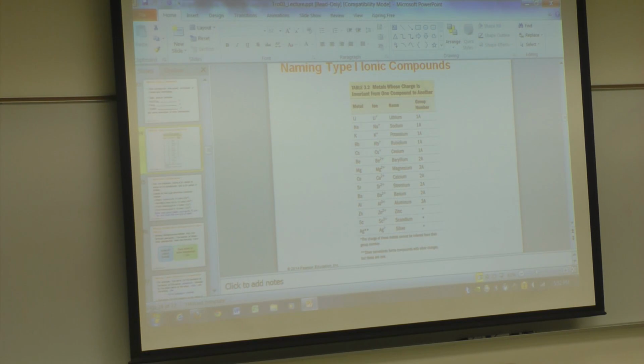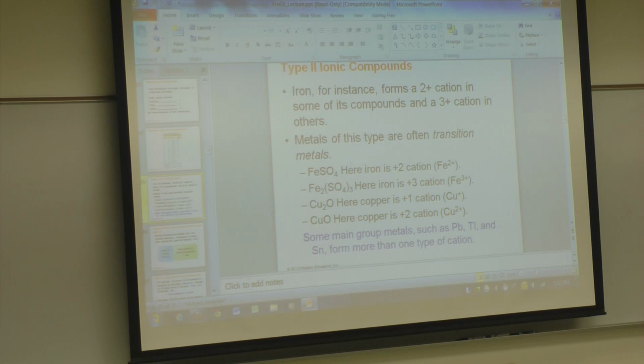And naming ionic compounds with some examples of the metals that tend to form just one type of charge. Then there are type 2 ionic compounds such as FeSO4, designated as a cation Fe2+, or Fe3+ in Fe2(SO4)3, or copper as a +1, or a copper as a +2.